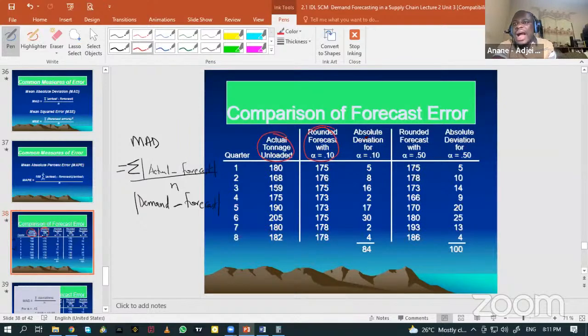Now, to find the absolute deviation, we subtract these figures from this figure. So 180 minus 175 gives us 5. 168 minus 176 should have been -8. But as I said earlier, this absolute bar is saying that whatever figure you get, maintain it as a positive figure. Don't entertain any negative figure.